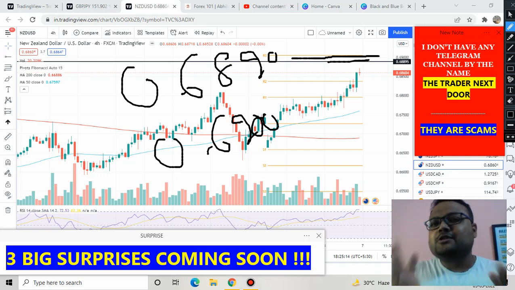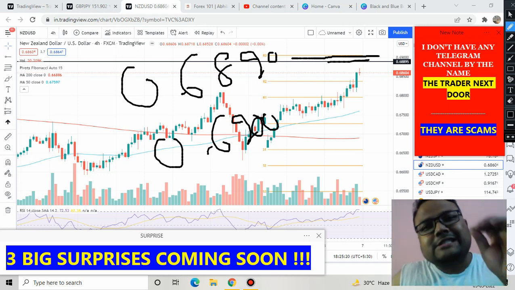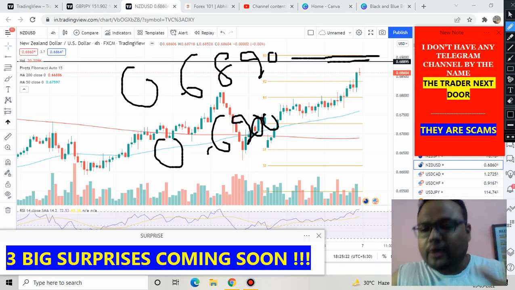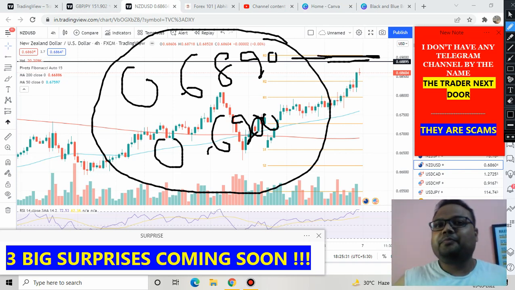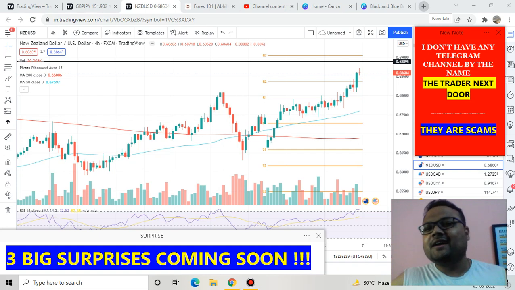But if NZDUSD is on the weaker side, weak a little bit, okay, then we can take a sell. If NZD is weak on Monday, we can take a sell position around the resistance level here. So we'll have to judge whether NZD is weak or strong on Monday. How to judge? How to know whether a currency is weak or strong?